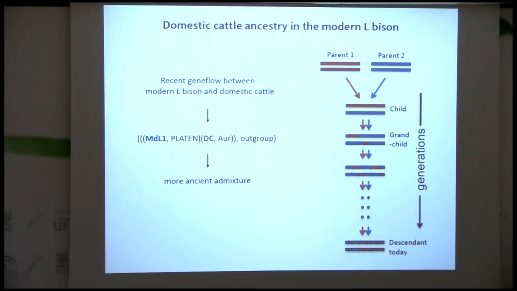However, we didn't find even a single 1 megabase genomic block supporting monophyly of modern lowland bison and domestic cattle, suggesting that the admixture between European bison and domestic cattle is more ancient and definitely occurred prior to the extinction of European bison in the wild.